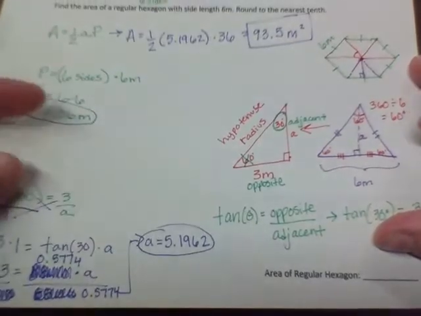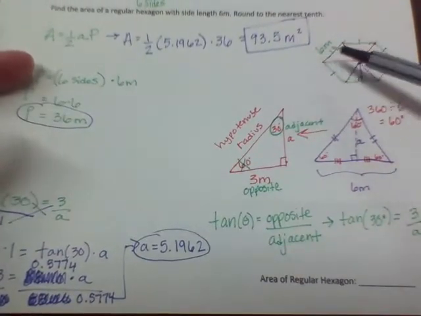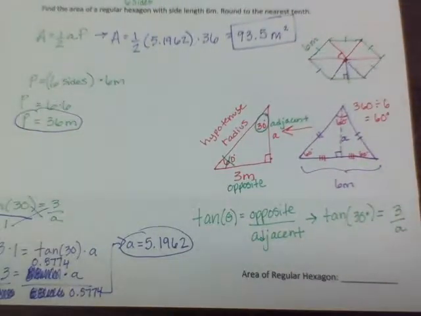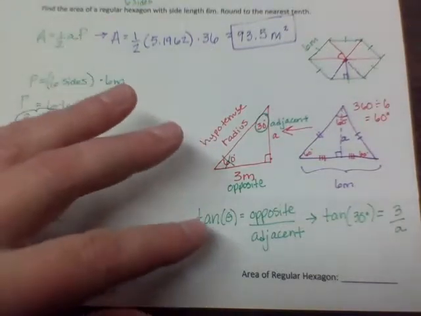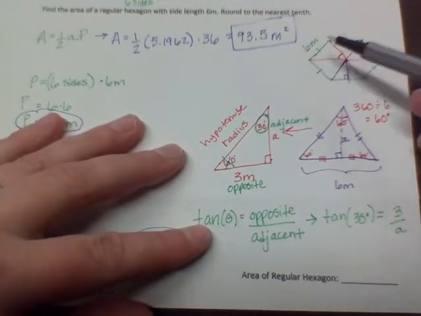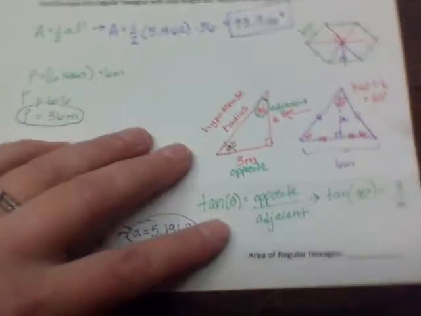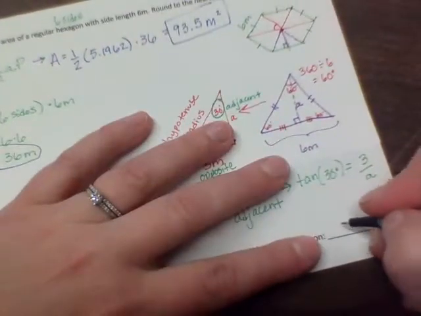So sometimes instead of given a side length, you might in fact be given the apothem. So that's going to be working backwards from apothem to get side length, which would also use tangent. So pretty much using tangent every single time.